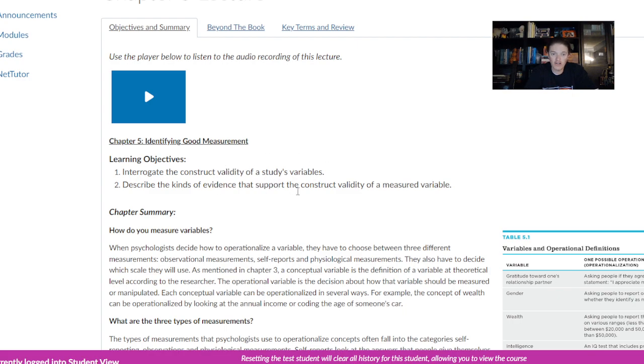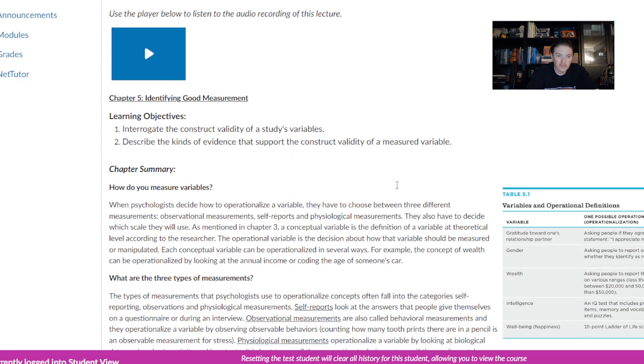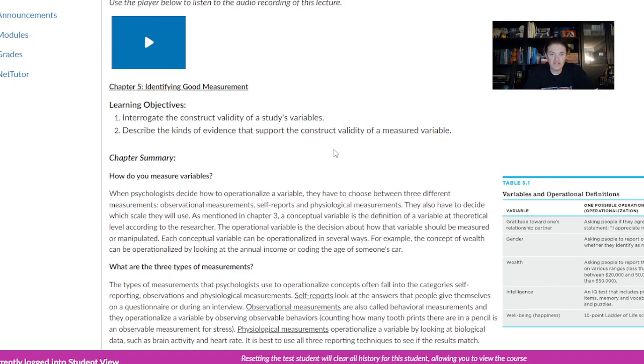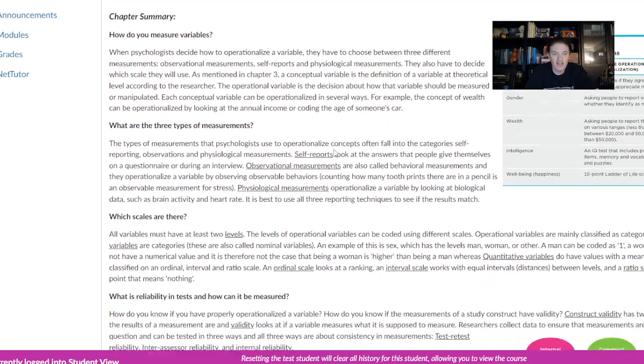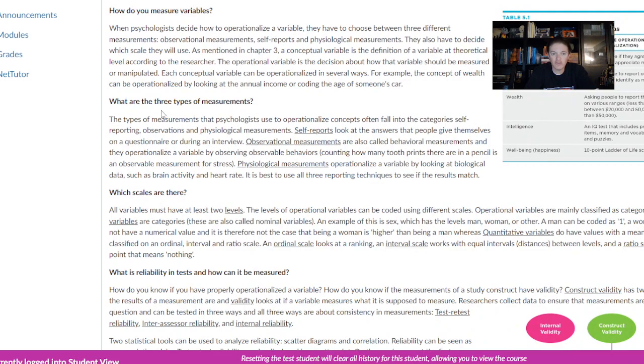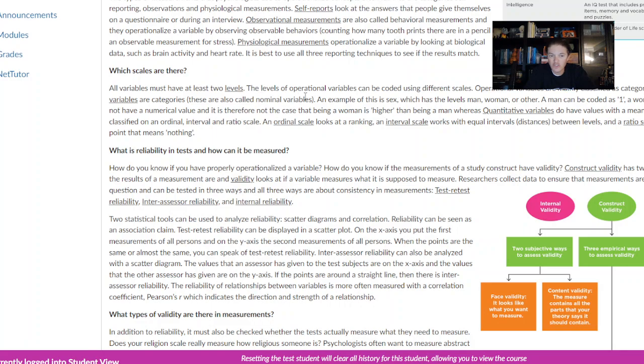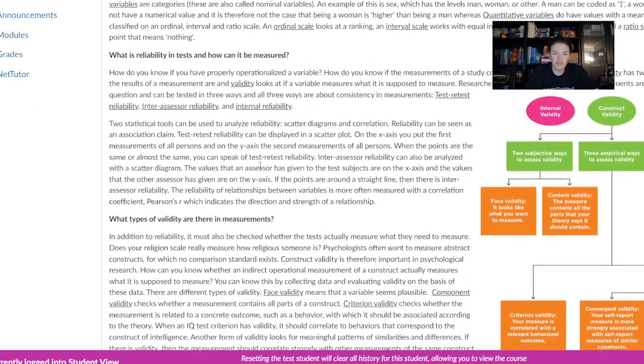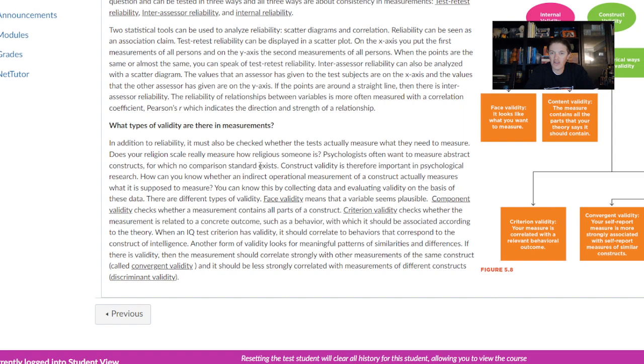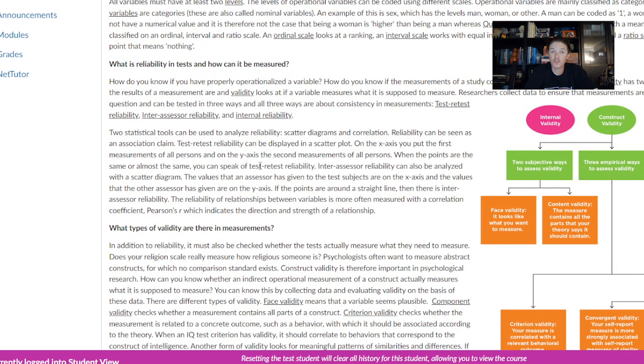So we're going to talk about the construct validity of a study's variables, describing different kinds of evidence that support construct validity. So we're looking at how do we measure variables? What are the 3 types of measurements we can use? What kind of scales do we have? What is reliability, and what is validity. Okay, so we're building on the topics that we've proposed of these different internal and external and statistical validities, and how can we look at them a little bit closer, what are the different types within them of how we can measure that.